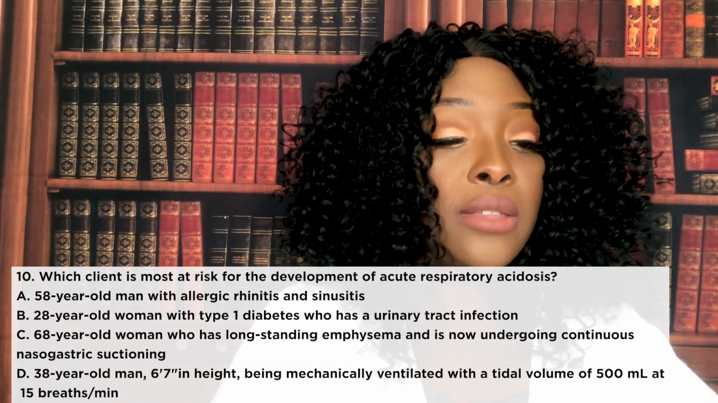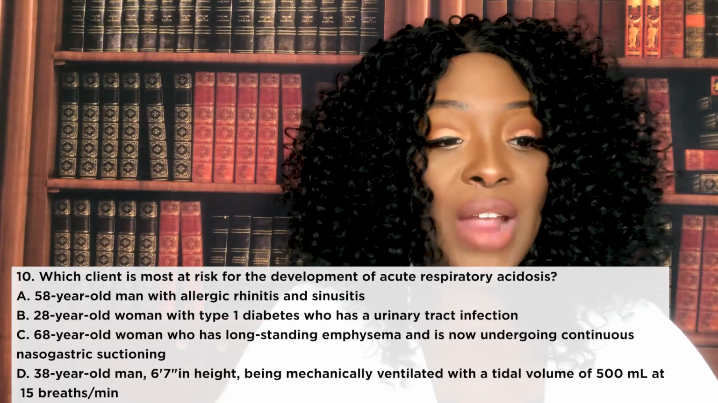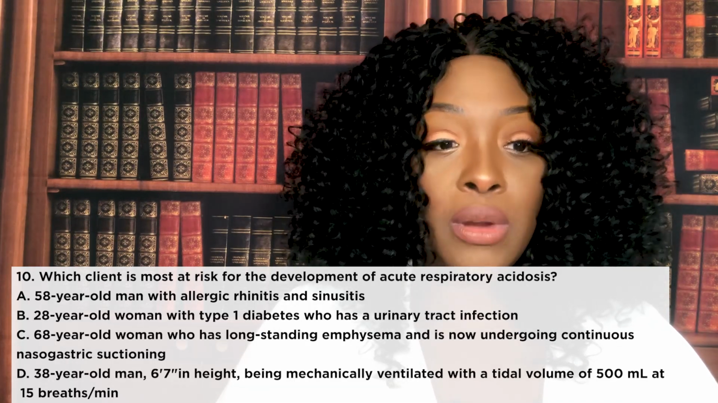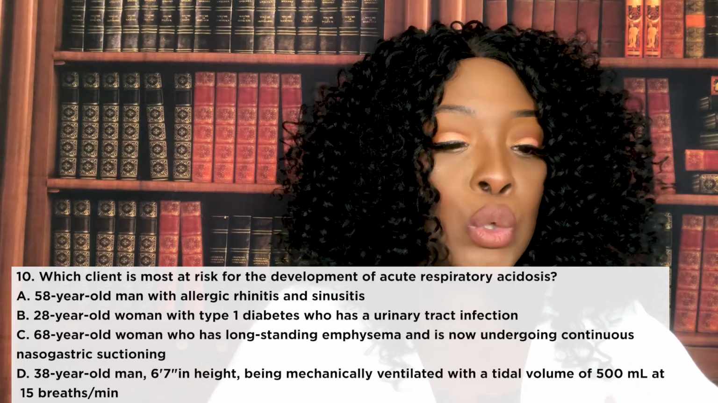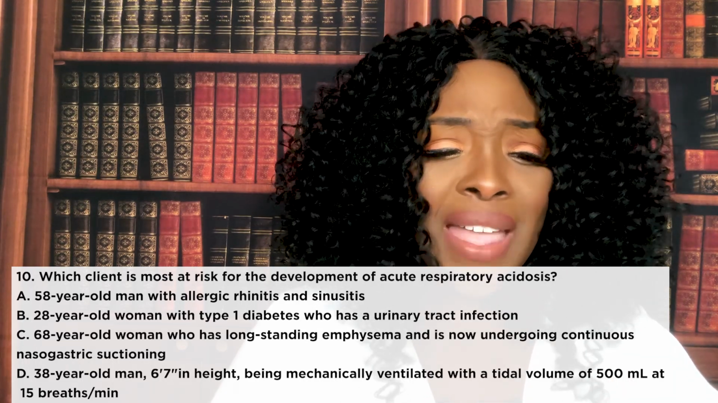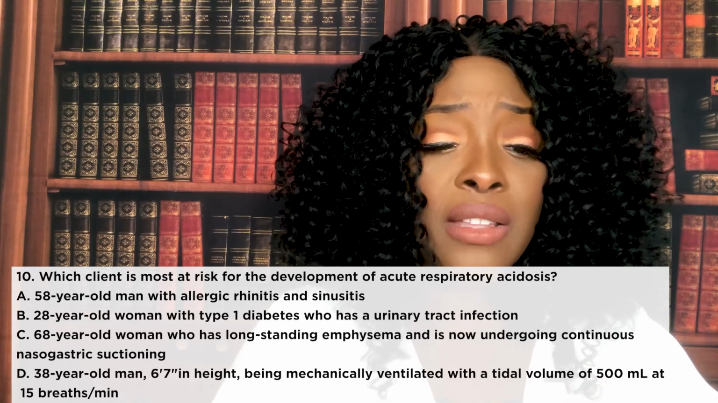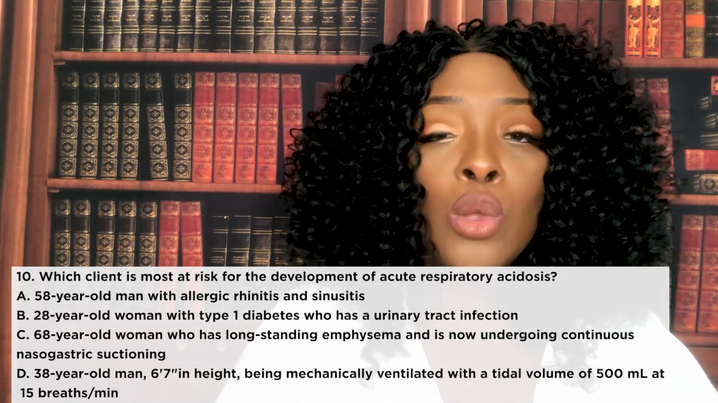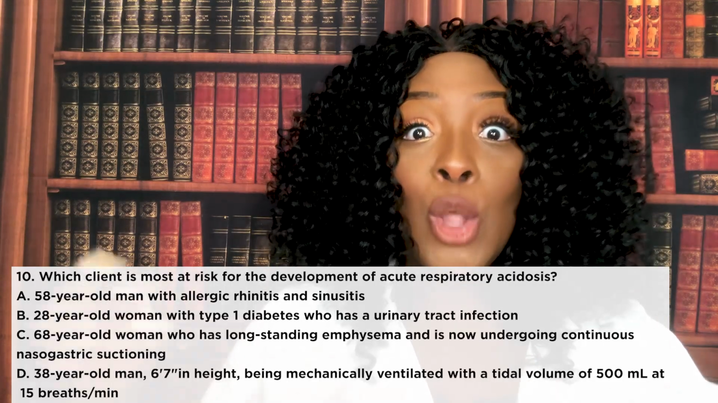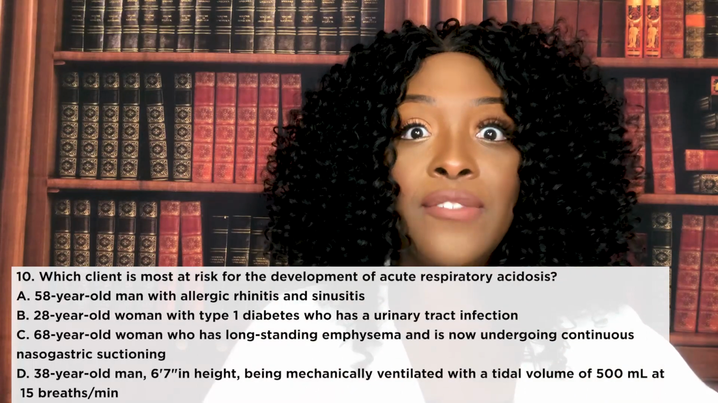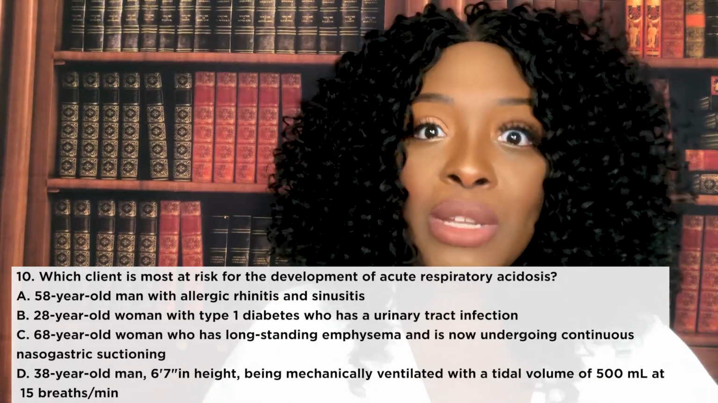Okay, guys, and the correct answer is D, the 38-year-old man with a tidal volume of 500 mLs at 15 breaths per minute. Remember, they're asking us who's at risk for developing respiratory acidosis, so we know we're talking about something to do with the lungs, right? For this patient, choice D, look at that tidal volume, 500. For a patient that's 6'7" who is mechanically ventilated, it should be between 800 and 900. So that tidal volume's way too low. You want to know what that means? That means they're holding on to all of their CO2 instead of it coming out of their body. So they're at risk for respiratory acidosis, holding on to too much CO2.